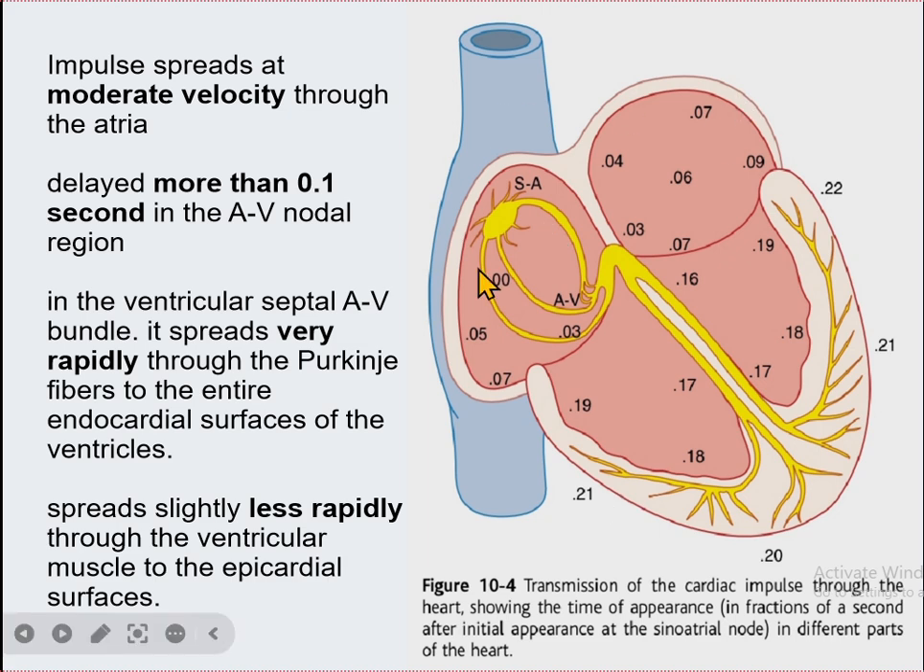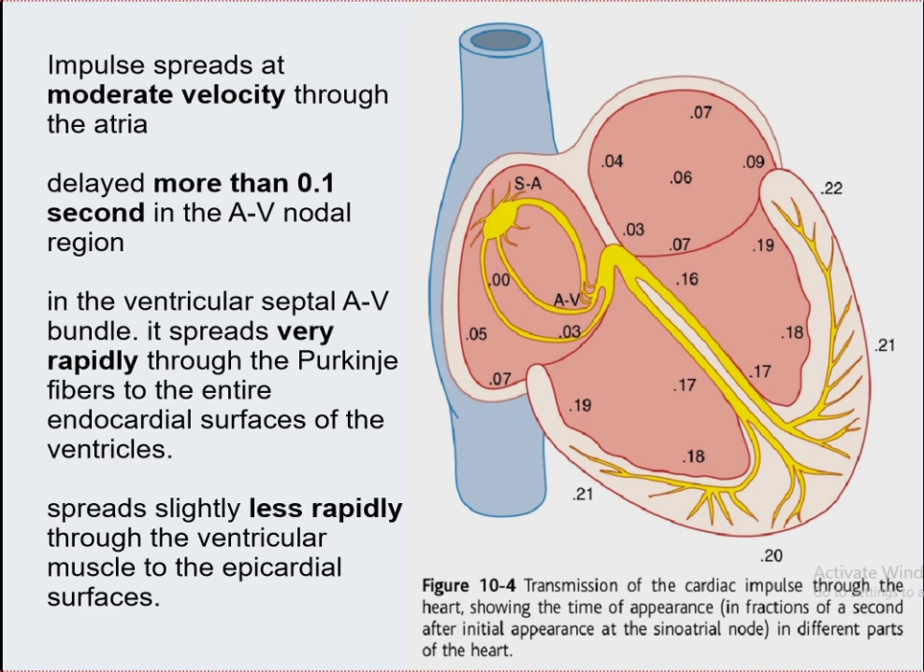Then the conduction system will conduct it to the AVN, where it will be delayed by over 0.1 seconds. So by the time it reaches the bundle branches, it's around 0.17. So we know the importance of this delay is that it allows both atria to contract before the ventricles have contracted. How is it related?